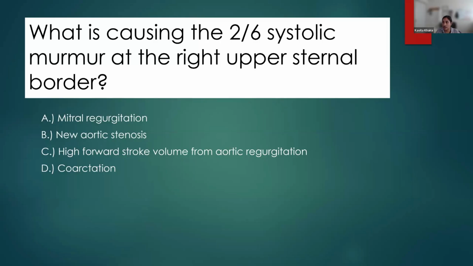All right, so it looks like we have a fair amount of responses, and most people are saying C, and that is the answer. So the diastolic murmur, of course, is the aortic regurgitation itself, but because you have that extra volume coming back into the LV in diastole and systole, you also have high forward stroke volume, and so you get that flow murmur.